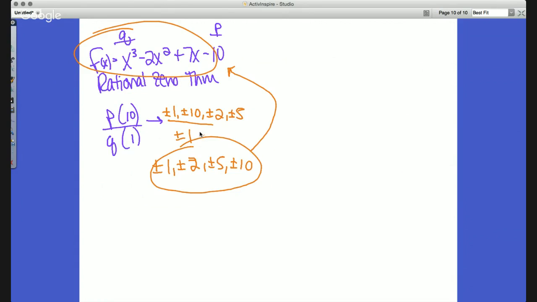Now again, what if I had, let's say this q was a 2, here we'd have plus or minus 1 and plus or minus 2. So this would be half of them. Now we would have to put 2 underneath 1, 2 underneath 10, 2 underneath 2, and 2 underneath 5, and list all of those out as well, okay? If they were repeated, such as 2 over 2 is 1, you don't have to rewrite that again. You just skip over that one, okay?